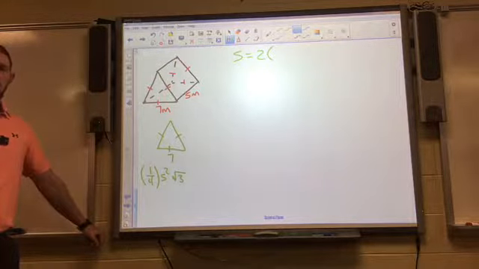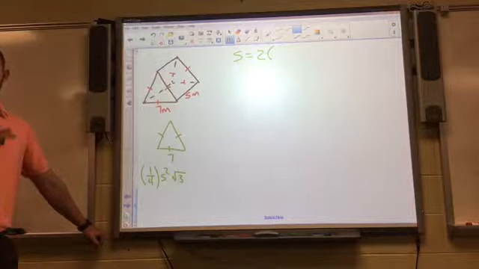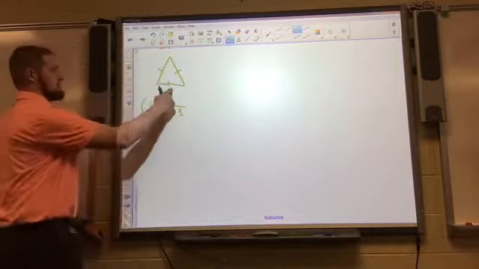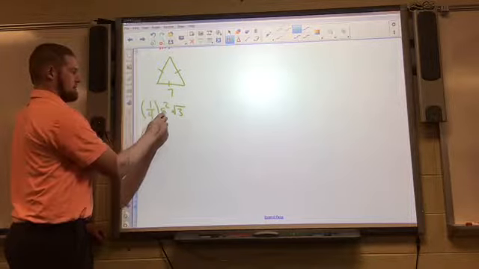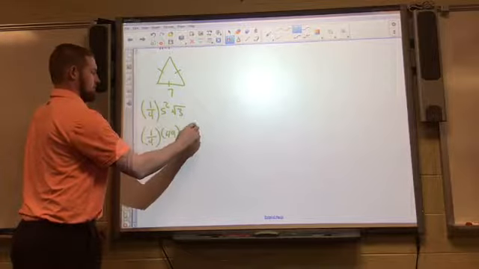That's an S. That's the area of an equilateral triangle. That is on your theorem sheet. You should be using that. It's going to save you a ton of time. So, in this case, my side is 7. So I have 1/4 of 49 times the square root of 3, right?